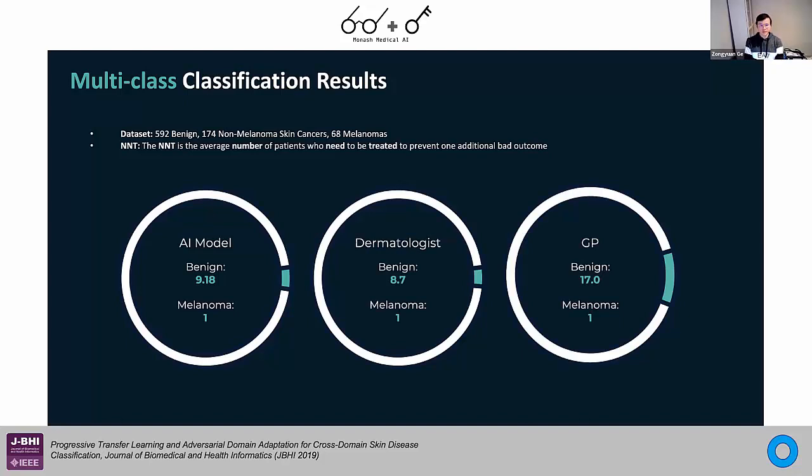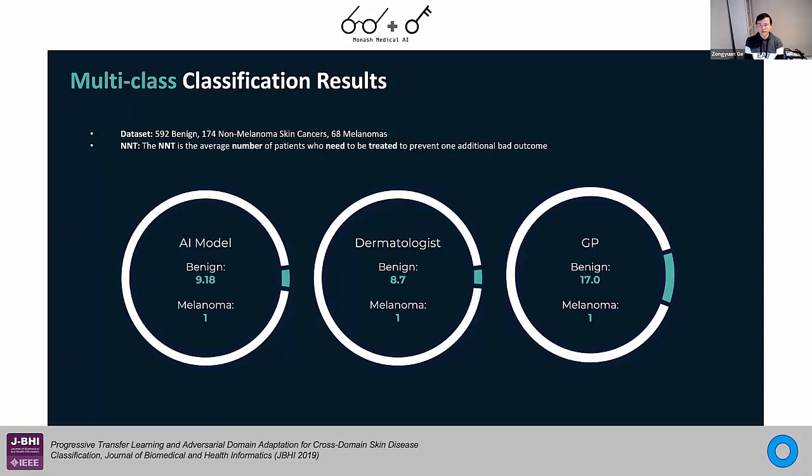In our very first trial, we collected around 700 data points, including 592 benign, around 200 non-melanoma skin cancers, and 68 melanomas. So what the AI model can reach is, for every single referral case, 9.18 benign versus 1 melanoma. So that number is still not very ideal, right? Because the training labels we got are from the clinicians or dermatologists labeling.